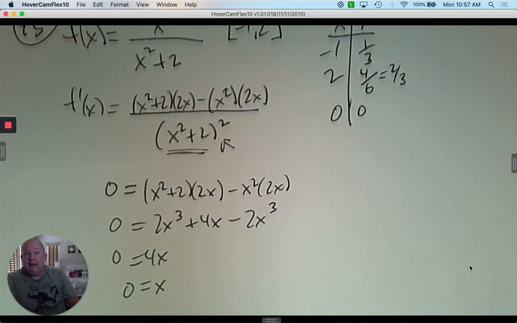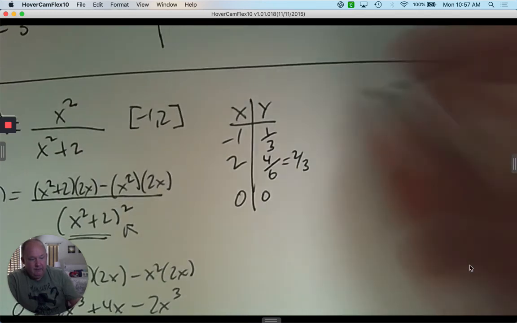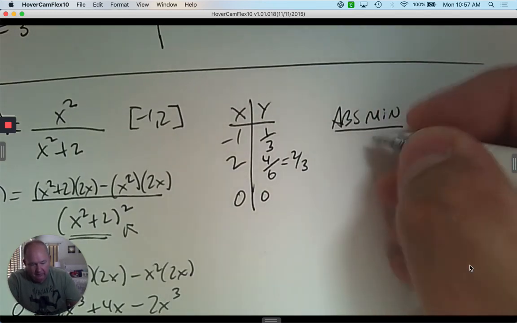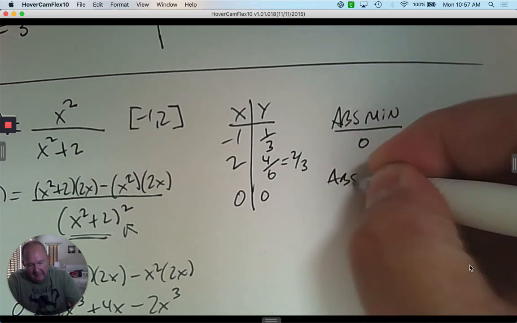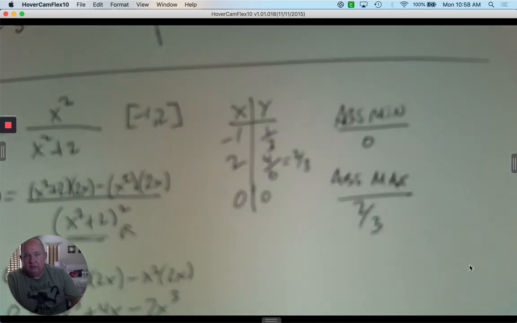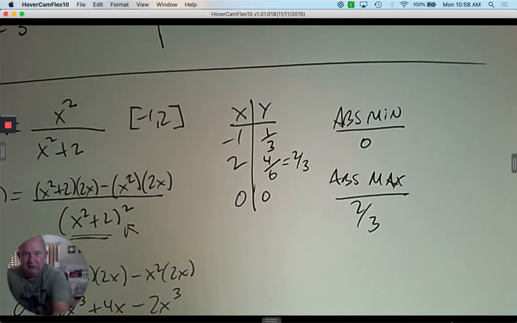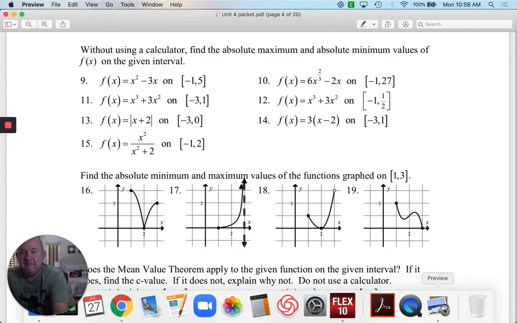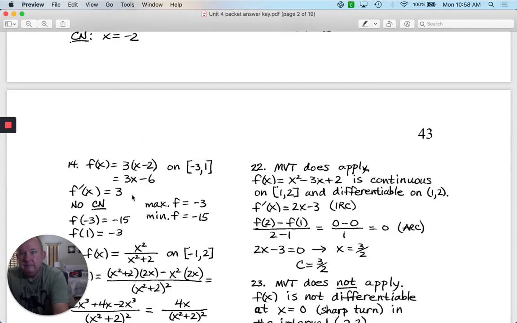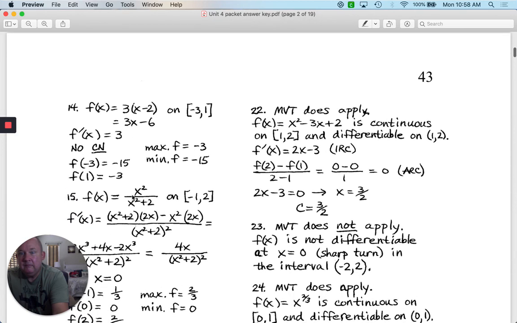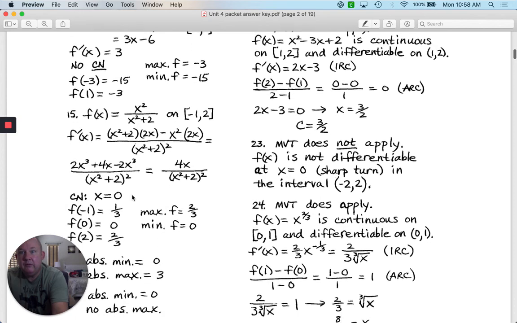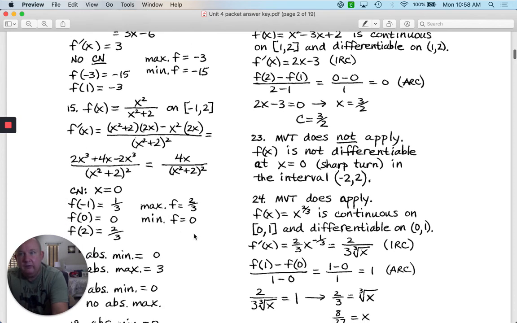And now I have my y values to look at. So what is the absolute minimum here? The least y coordinate. The answer is 0. What's the absolute maximum? The largest y coordinate? The answer is 2/3. And then again, I want to check to make sure I did it correctly. That was number 15, 2/3 and 0, and we got the answer right.